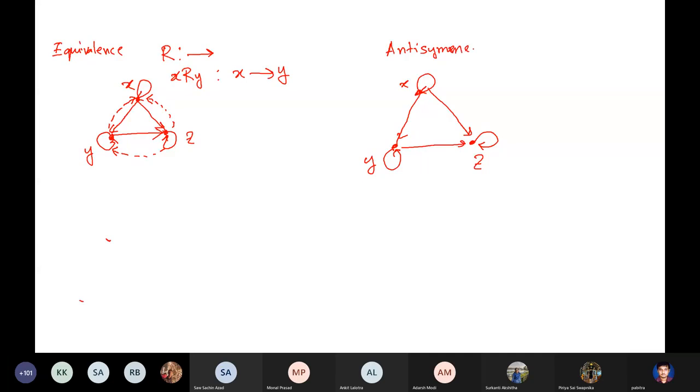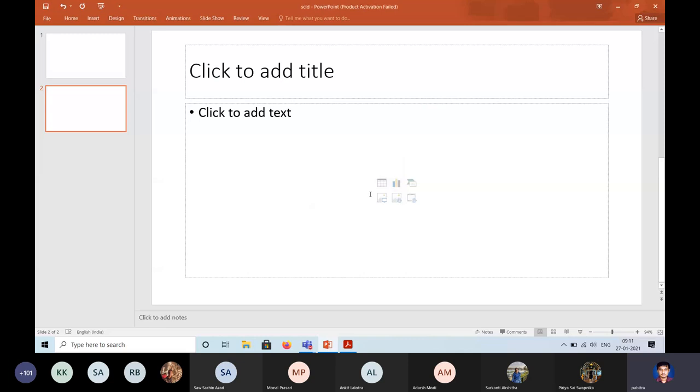If that arrow is there, it means they are the same element. X and Y are the same element. If this other arrow is there, okay, they are the same element. So again, to this definition.